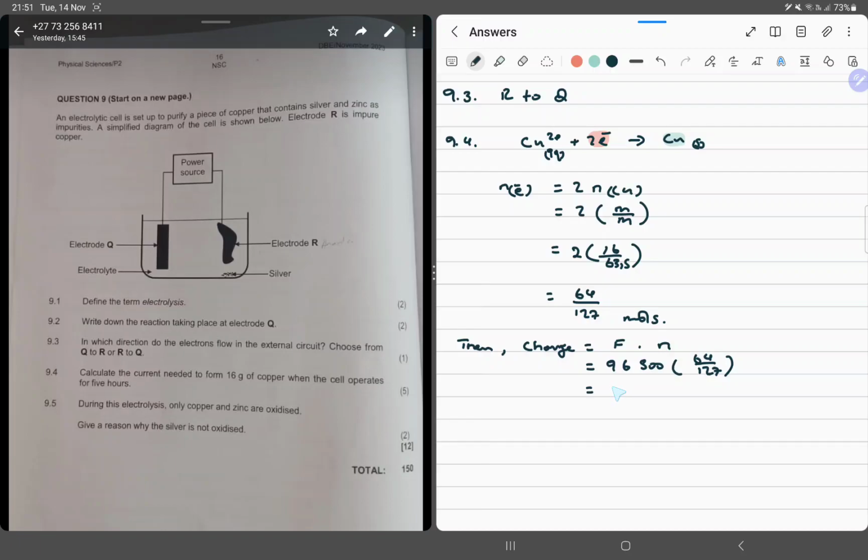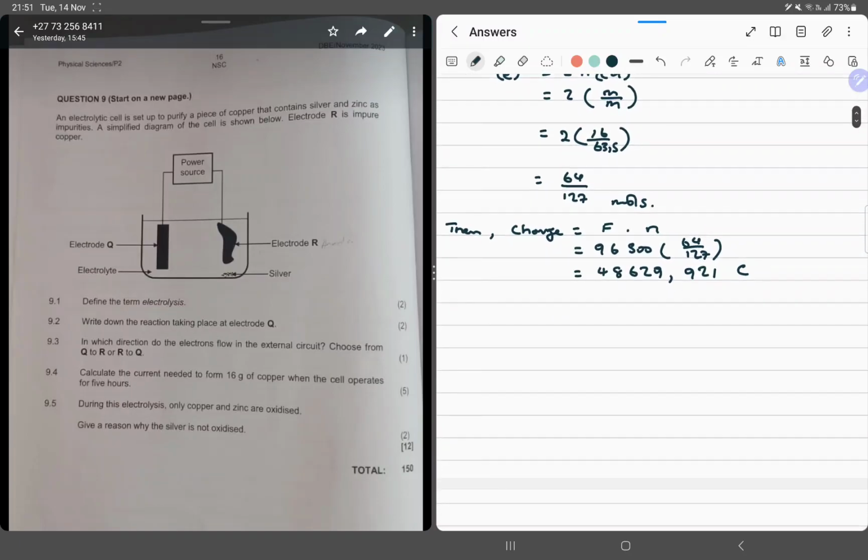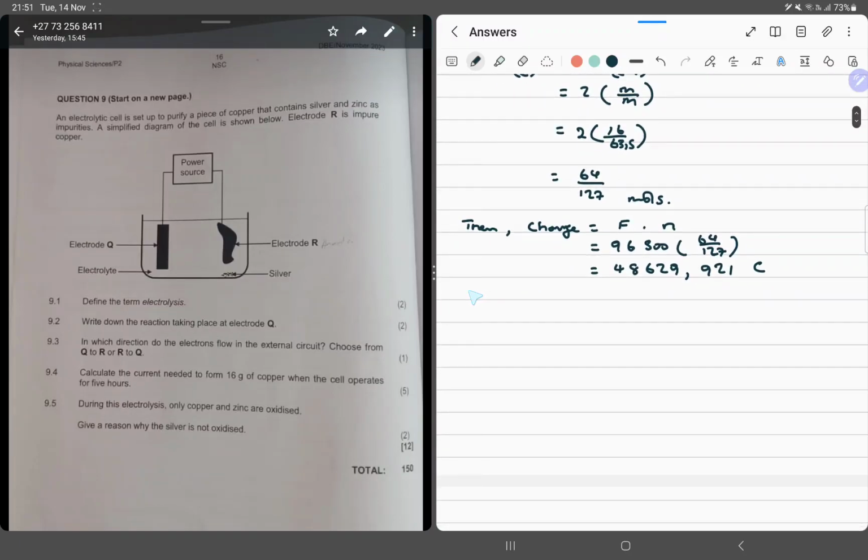This gives us a charge of 48,629,921 coulombs, right? So that's the amount of charge that we are getting here. And then we can say, since Q is equal to the current times the time in seconds, this implies that we've got 48,629,921 equals I, which is what we want, times the time.